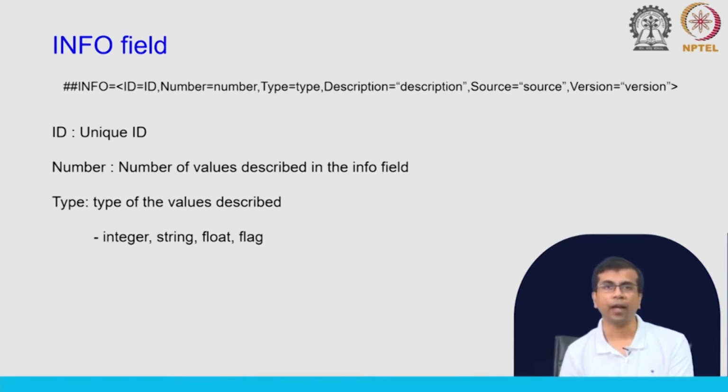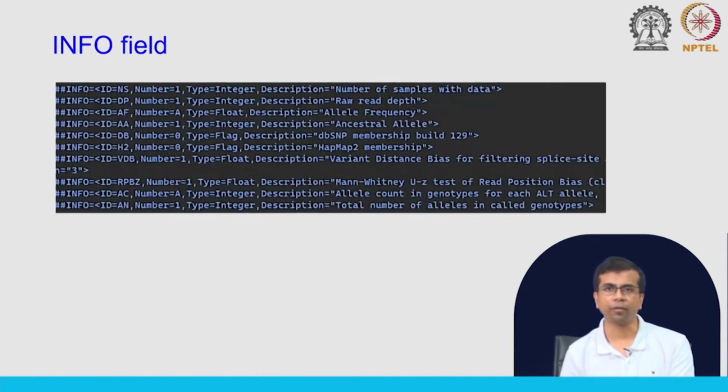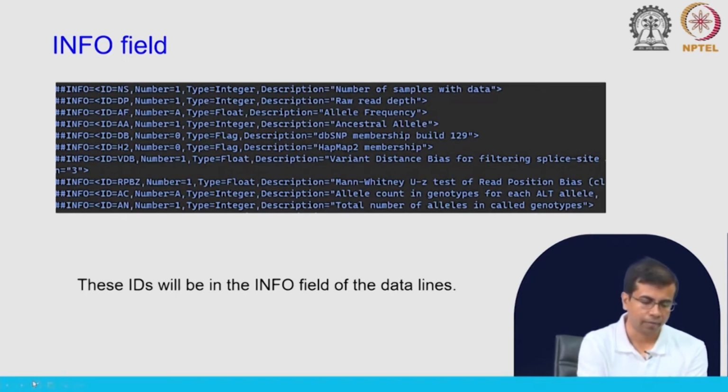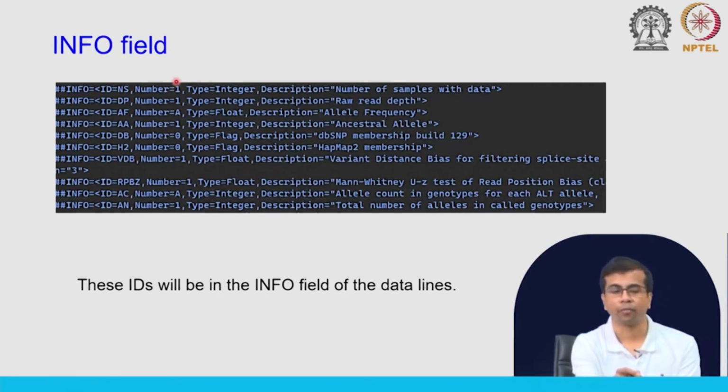And then finally, you will have a description that will tell us what this ID specifies, what this ID means. So, it helps us in interpreting the data. So, here is an example. You can see, for example, the first line INFO ID equals NS, and then you have number equals 1. So, we expect one value for this ID NS, then you have type integer, this should be an integer value, and this description means number of samples with data. So, this is how this INFO will be defined.